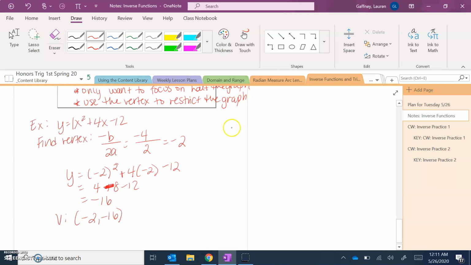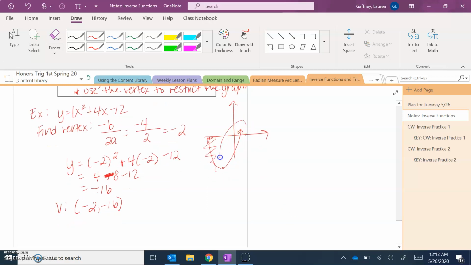Okay, so if you think about this, super, super rough sketch here, we can see it's opening up because the a value is positive. So negative 2, negative 16, something like this. Like I said, super rough sketch. So we basically want to get rid of this part of the graph so we can focus on this part so that it can be one-to-one. So it passes the vertical and the horizontal line test.